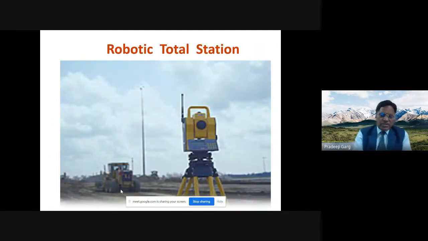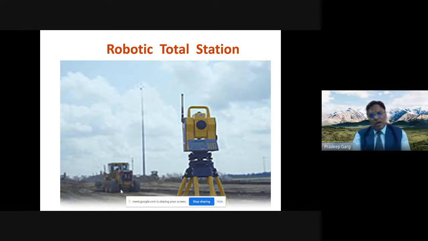Then the next improvement in this electronic total station is the robotic total station. So we know that robots are actually playing a big role in industry. They are replacing manpower, particularly in those dangerous areas. They are doing their work automatically where human beings cannot go or cannot work.